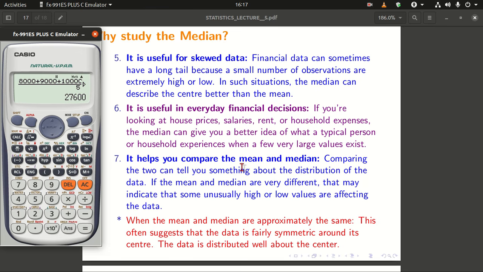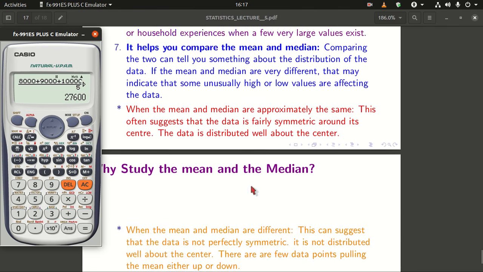From the center, when the mean and the median are closely the same or the same, the data is distributed well. If you check the points on the left and look at these distances from this center, you find there is also almost the same number of data points on the right that are of equal distance from that center. Does that make sense? I hope so.